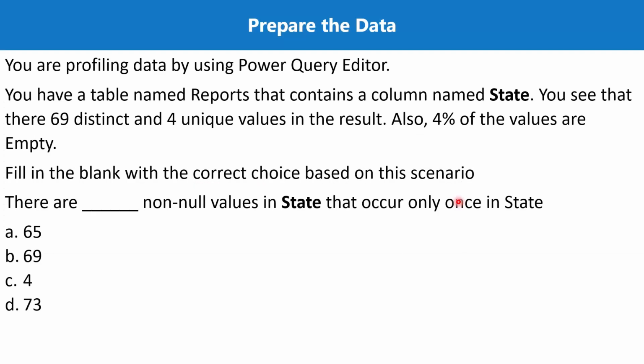So the important thing to note here is this part which says that only once. So we know that only once are the values that are unique values. So that is why option C is the correct answer for this particular question.